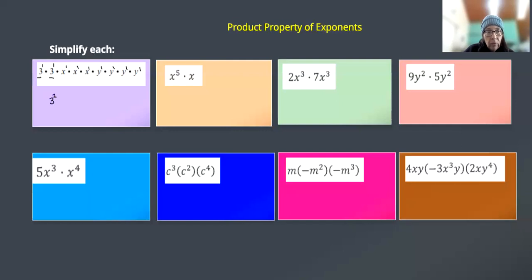Now look at the x's. There's 1, 2, 3 x's. The bases are the same. They're all x's. So I can add the exponents. 1 plus 1 plus 1 is 3.